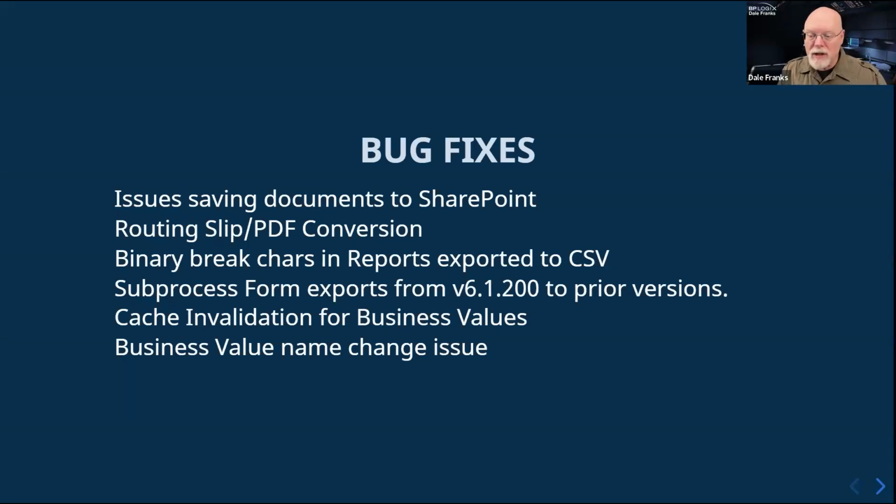There's been some issues saving some documents in SharePoint where either the document was not getting saved or the document got saved, but it wasn't getting saved in the correct folder structure in SharePoint. So we've addressed that. There's a weird little issue for some types of forms where when you converted them to PDF, the routing slip would not show up. We discovered what that bug was, and now the routing slip appears in the PDF.